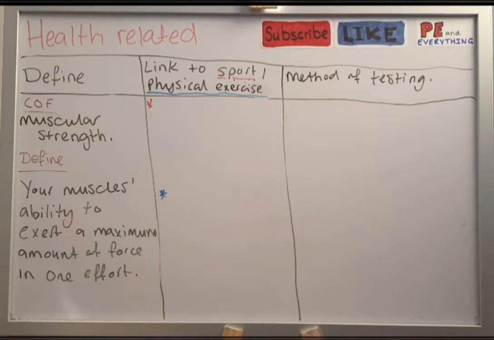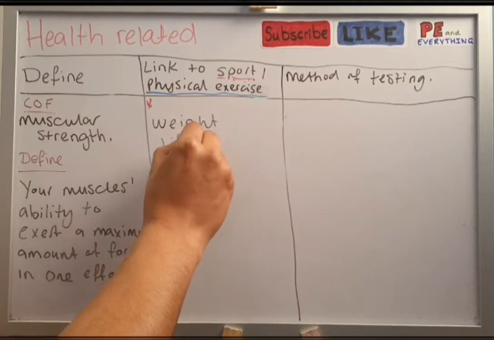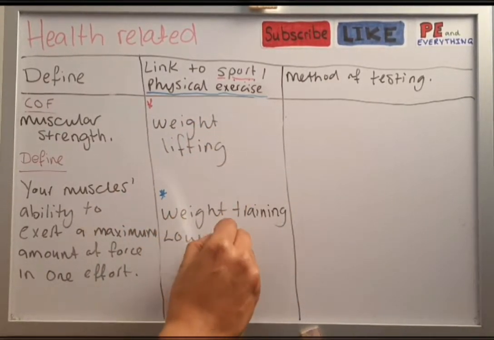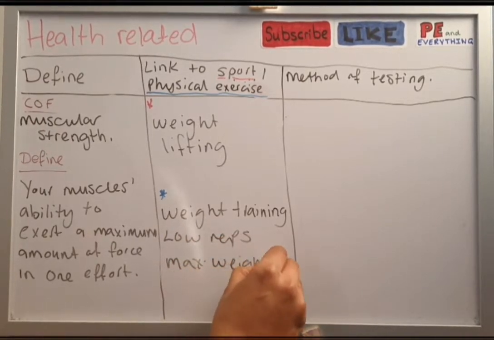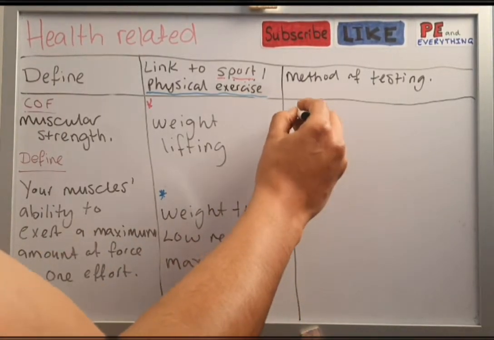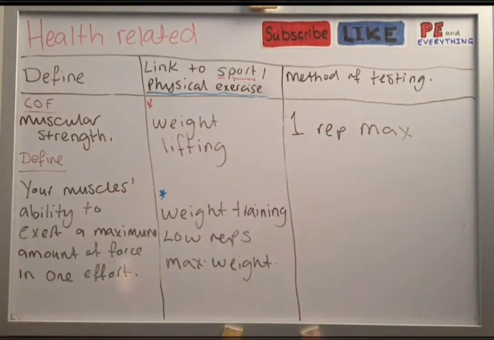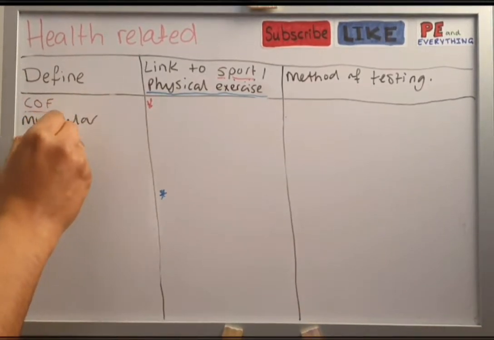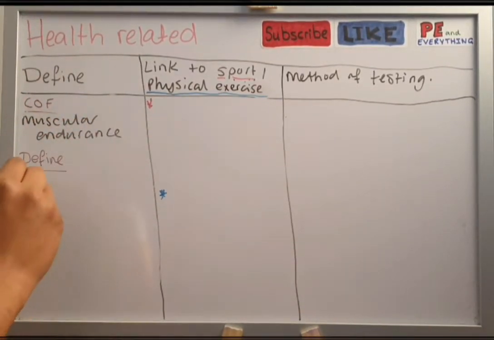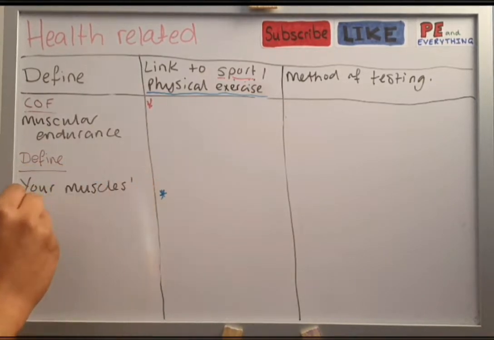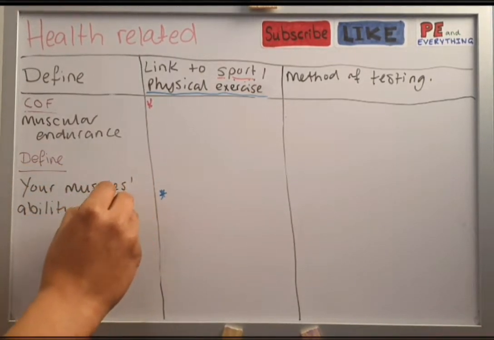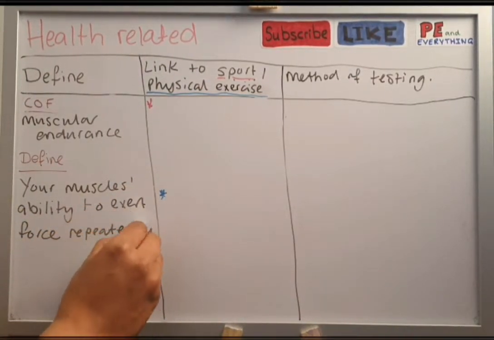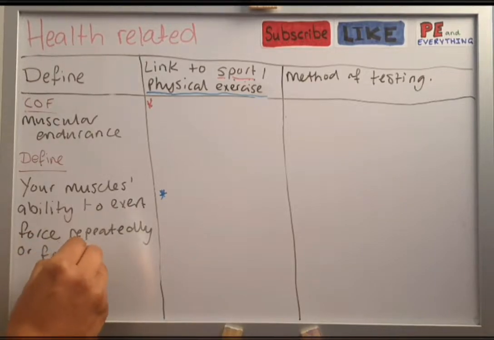If we were going to link it to sport, it would have to be weightlifting, because in weightlifting you have to exert a maximum amount of force in one effort. Exercise would be weight training, low reps, maximum weight. Method of testing would be the 1 rep max. Next we have muscular endurance. A bit similar to muscular strength, but a little bit different. It is your muscles' ability to exert force repeatedly or for an extended period of time.